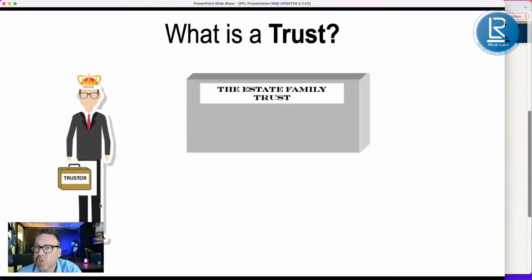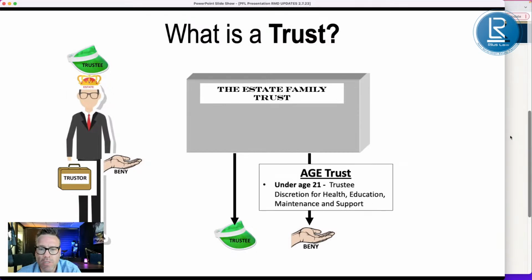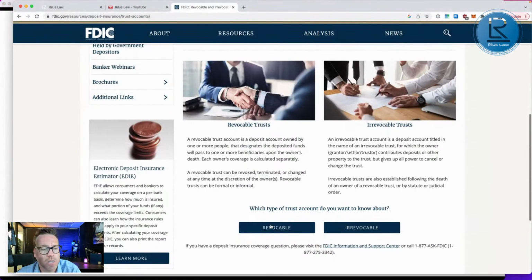The person that makes the trust is called the trustor. Sometimes it's called the settlor, the trust maker. You have the trustee who manages the trust, and then the beneficiary of a trust. The person that creates the trust is usually the beneficiary as long as they're alive. And then once they pass away, the trust will name the beneficiaries as well as the trustee. So that's the basics of a trust.